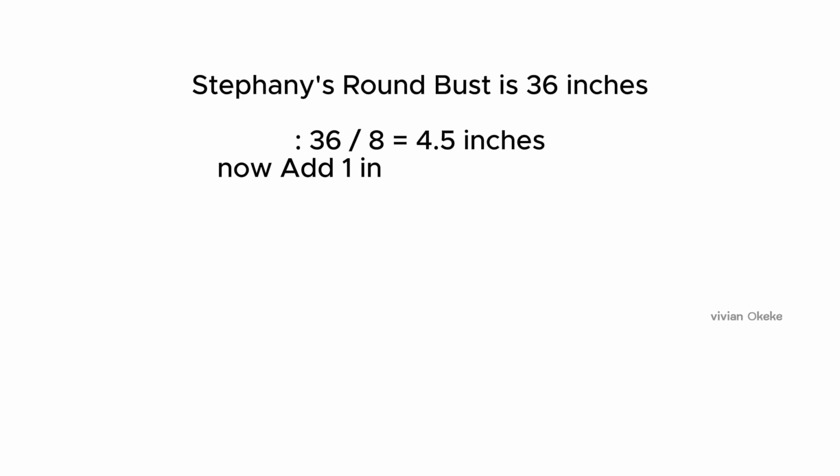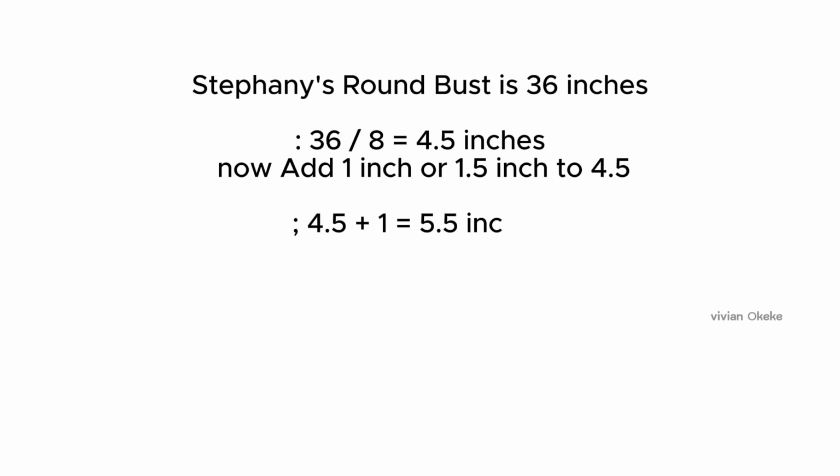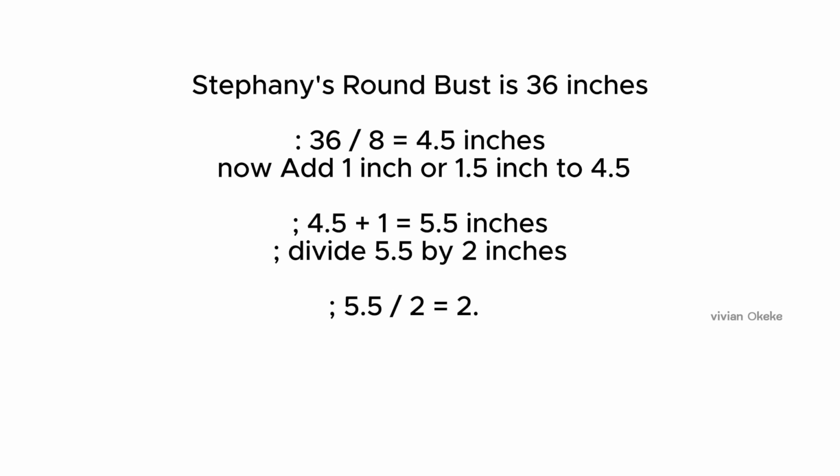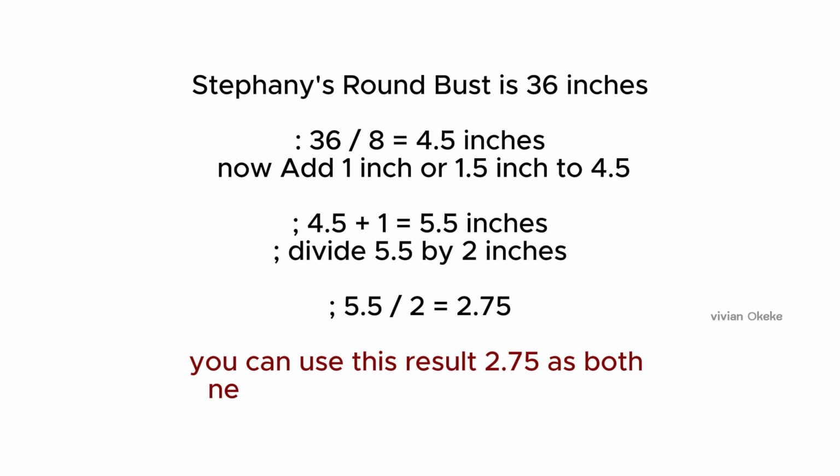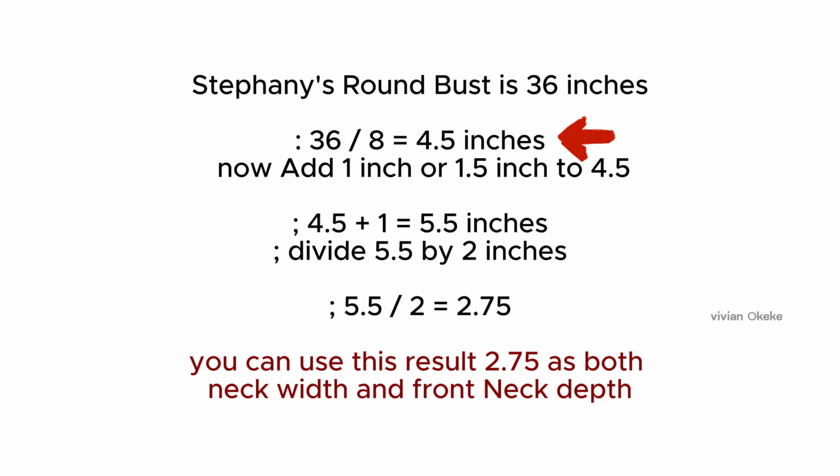Now how I will get Stephanie's neck width and neck depth for her basic pattern is by saying 36 divided by 8 plus 1 inch or 1.5, whichever works. I have seen people use 1.5, I've seen people use 1 inch, whichever works, but you're going to say that round bust measurement divided by 8 plus 1 inch or 1.5. Okay, for this video, I'm going to be using 1 inch. So my friend Stephanie, round bust is 36. 36 divided by 8 plus 1 inch. 36 divided by 8, first of all, gives you 4.5. So let's do that with your calculator. 36 divided by 8 gives you 4.5.